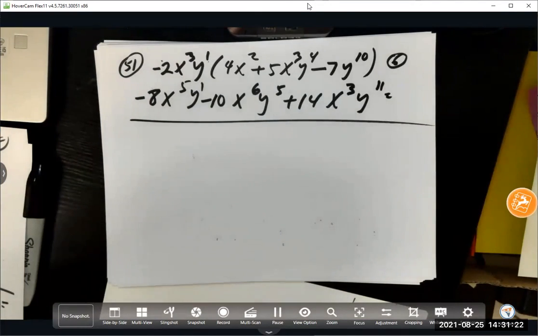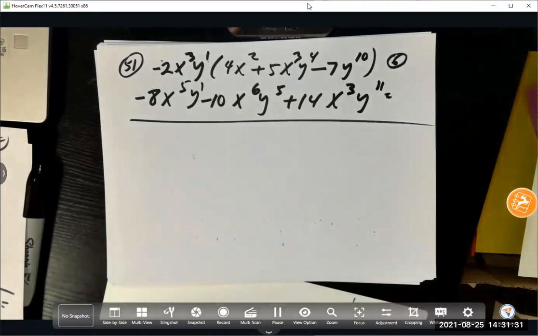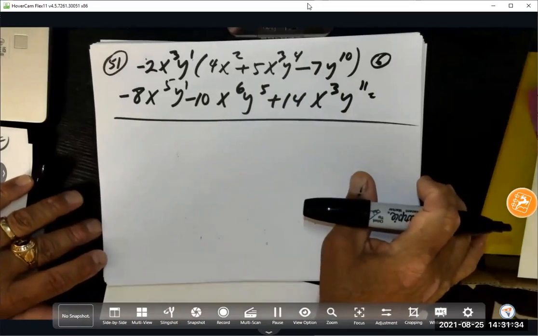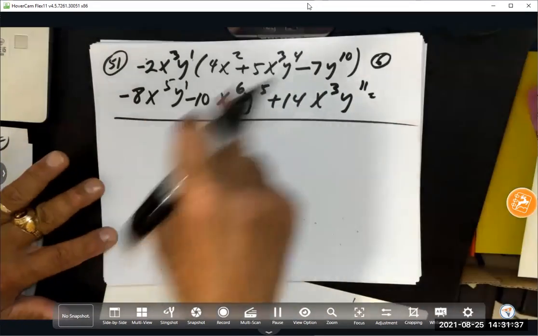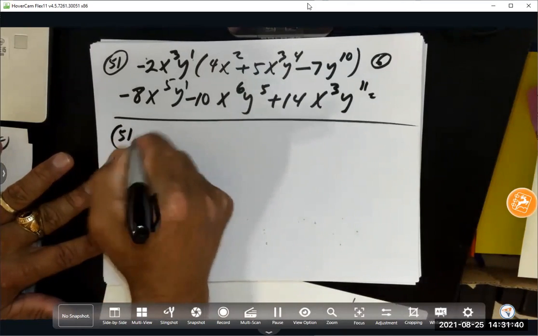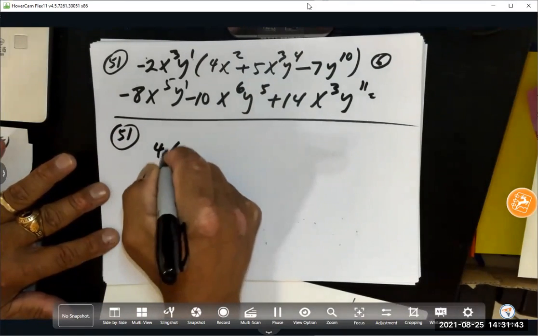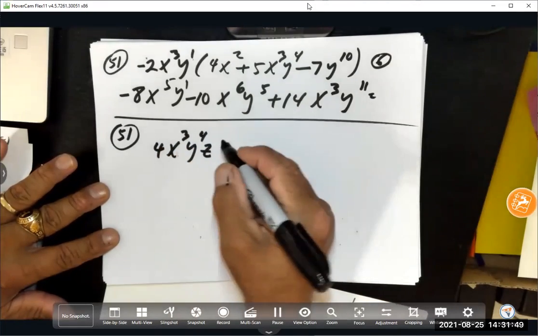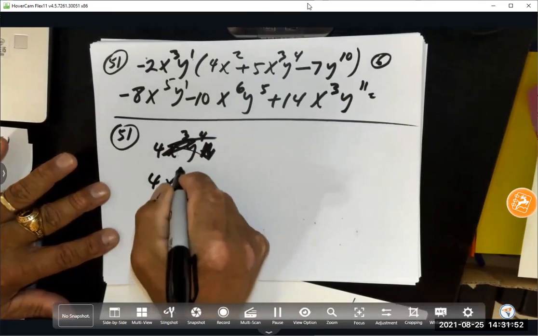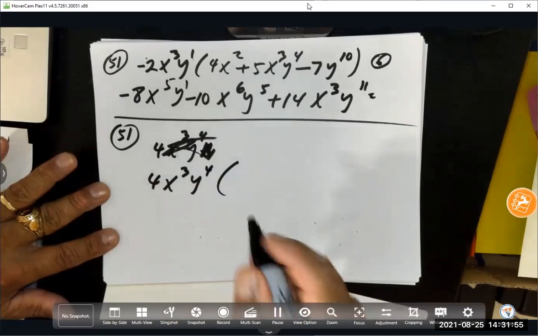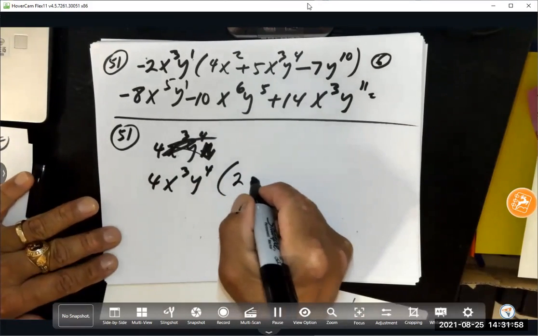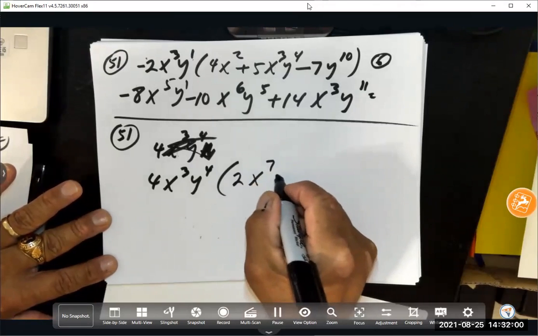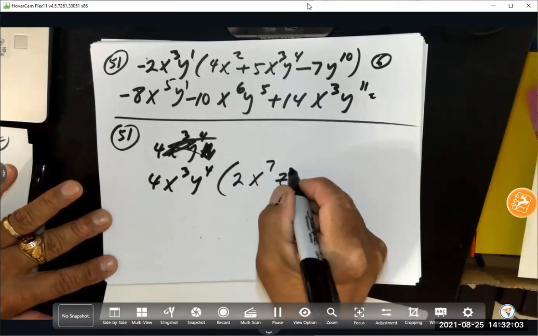So even though there's no x on the -7y10, you still multiply the -7 by the 2x. Yeah, you still multiply the number in there, but it doesn't do anything to it. Let me do a short one, kind of like what you're asking. Suppose I have 4x3y4, and over here I have 2x7 and z1.